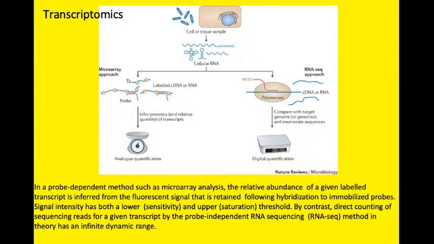Transcriptomics: as we can see, in a probe dependent method such as microarray analysis, the relative abundance of a given labeled transcript is inferred with a fluorescent signal. So here we can see a cell, tissue or sample. We can get cellular RNA out of it. Then we can do either the microarray approach or the RNA-seq approach. In the microarray approach, we label them with cDNA and RNA, and then infer the presence of transcript later on. Then this one is the RNA sequencing approach, comparing with the target genome and enumerating sequences.